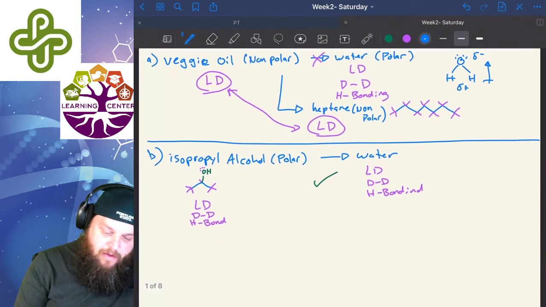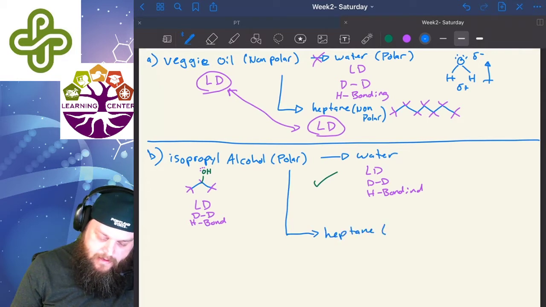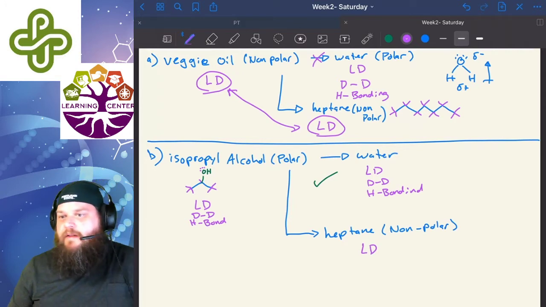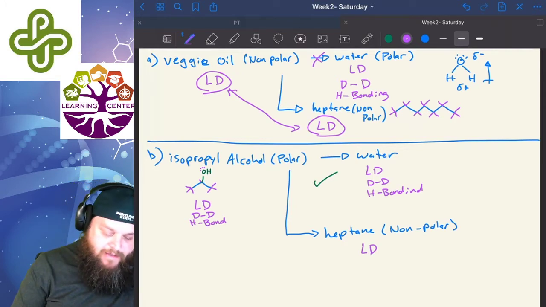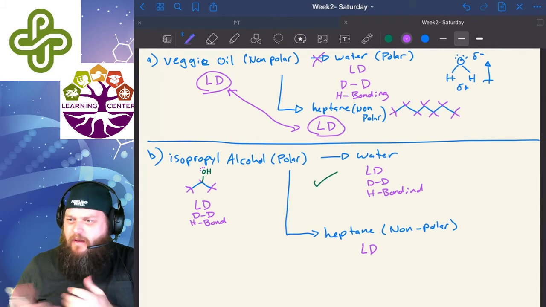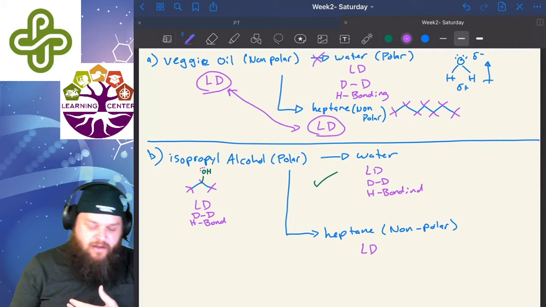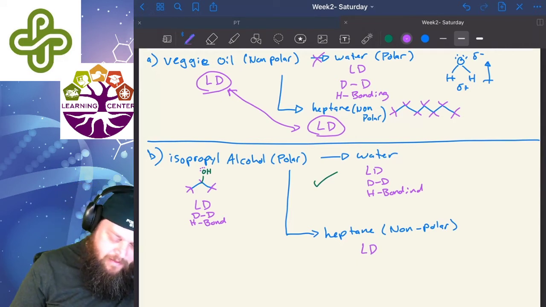But if we compare that now to how that's going to do with heptane, again, a nonpolar. And heptane just has, we said, that London dispersion bonding. The isopropyl alcohol is too happy bonding to itself. It doesn't really want to bond with the heptane. There's no dipole-dipole interaction. There's no H bonding interaction. So that's not going to happen down there.